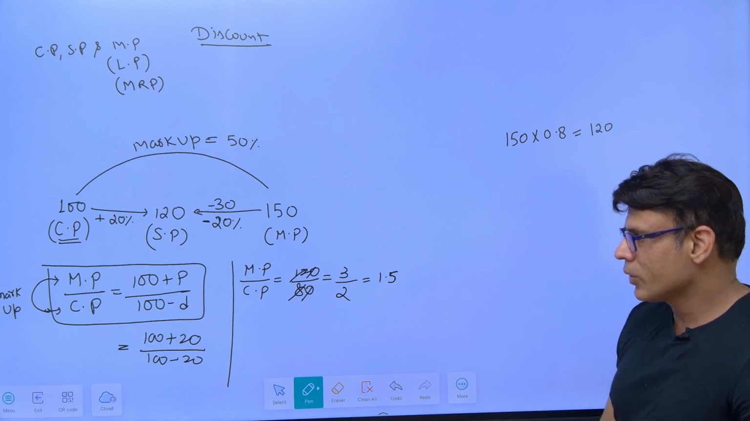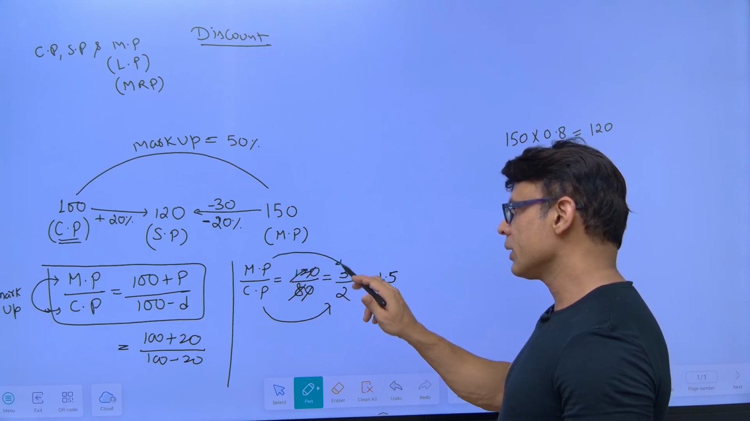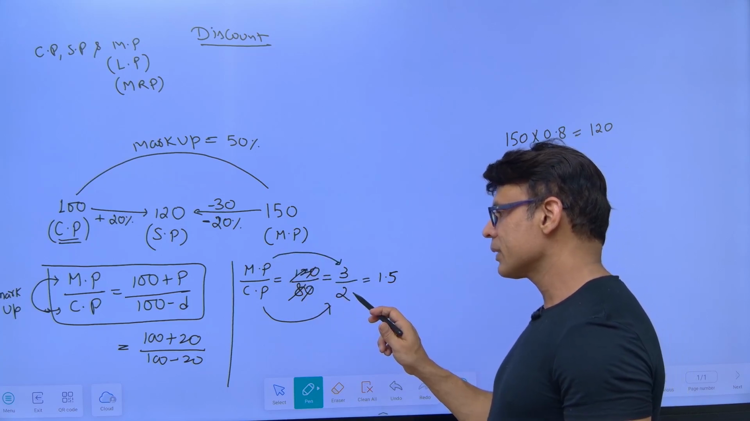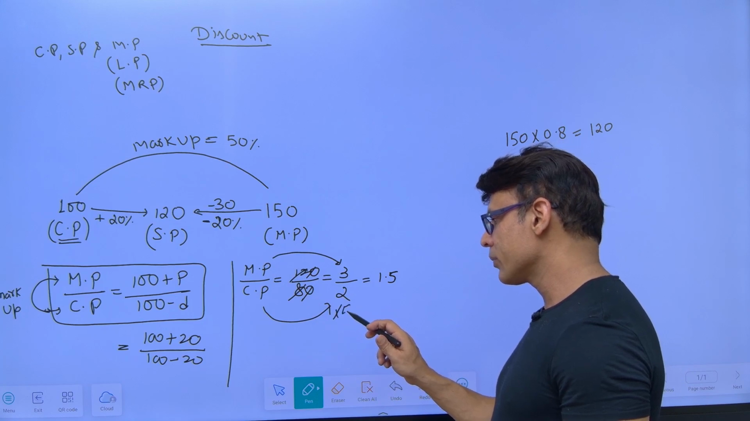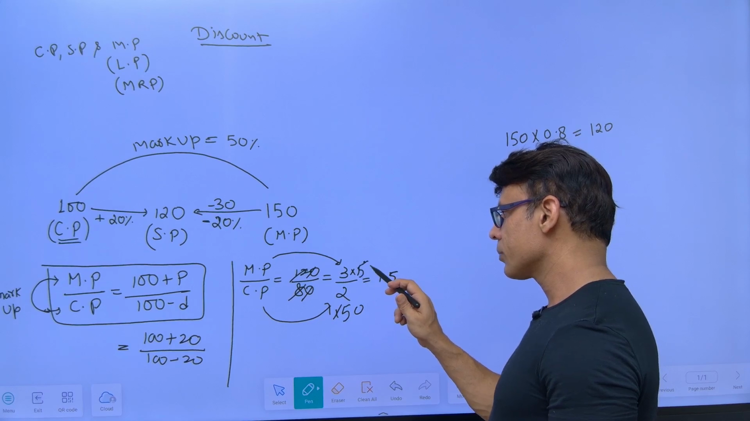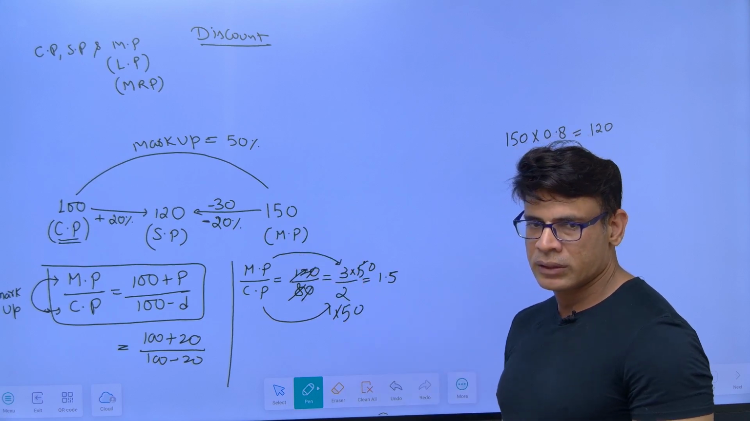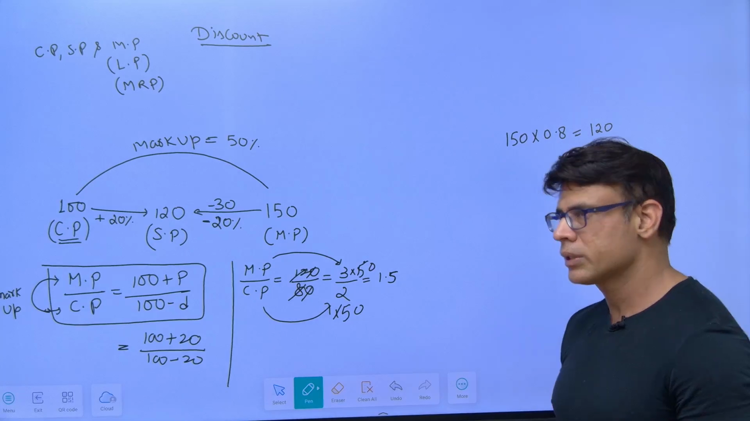You can also understand that if cost price is 2, mark price should be 3. But if cost price is 100, 2 should be multiplied with 50 to get 100, so 3 also should be multiplied with 50 to get 150. See, 150, 100. This establishes a relation between mark price and cost price.